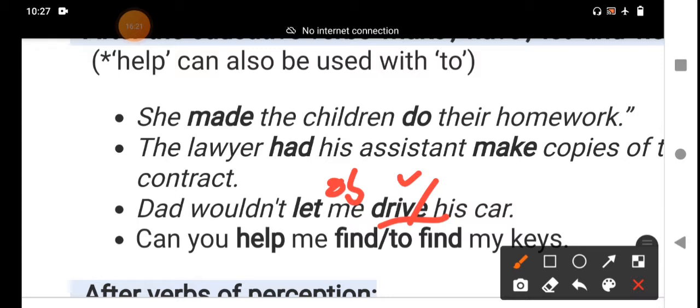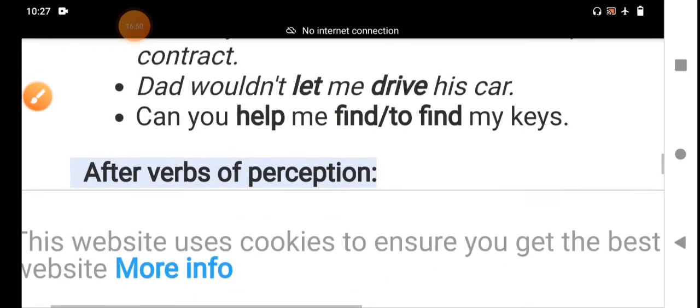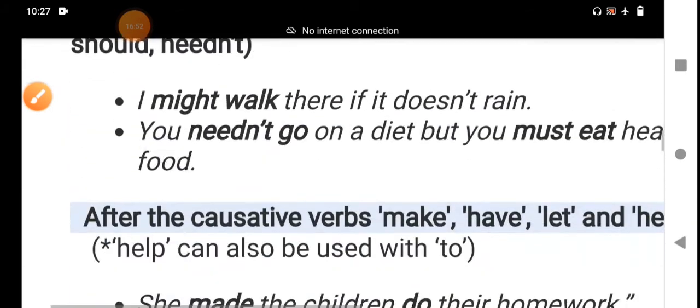Can you help me find my keys? Can you help me to find my keys? Both are right. We already have some exceptions. Help can also be used with to. It functions as a to infinitive as well as a bare infinitive or a zero infinitive. That is the example of causative verbs. And then we go to the next verbs.